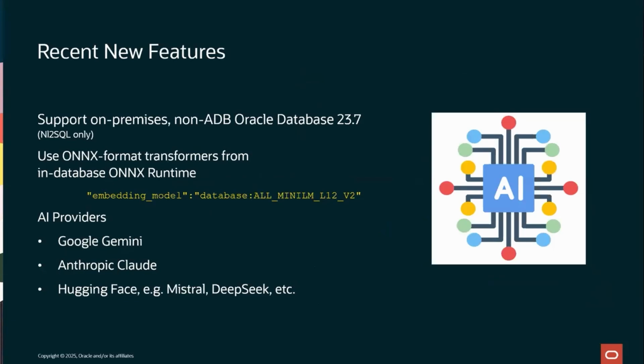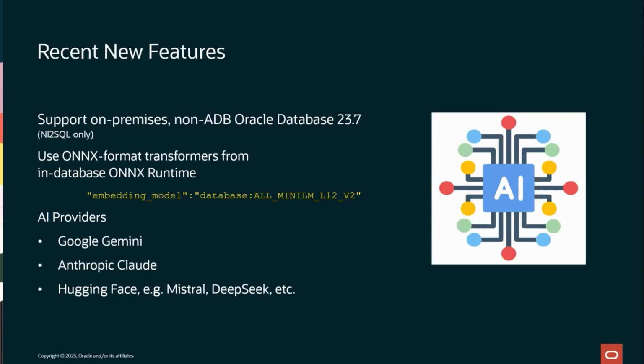It's important to note, though, that 23.7 Select AI enables natural language to SQL generation only. It doesn't include RAG or synthetic data generation. That's coming. A second feature, which I also mentioned earlier, provides the ability to use imported ONNX format transformers through the in-database ONNX runtime. This soon-to-be documented feature can be enabled today by prefixing your transformer name with database: to indicate that this is an imported model.